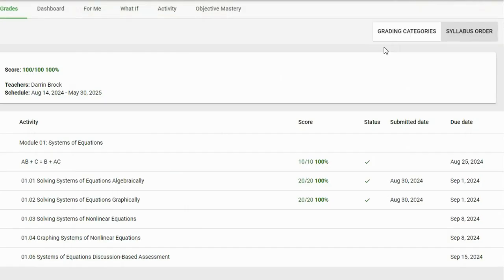I like to click on the little icon there. We can see last week we had solving equations algebraically and graphically. Those were linear equations, right? That's what we did last. So this week we're looking at solving systems of non-linear equations and graphing systems of nonlinear equations.